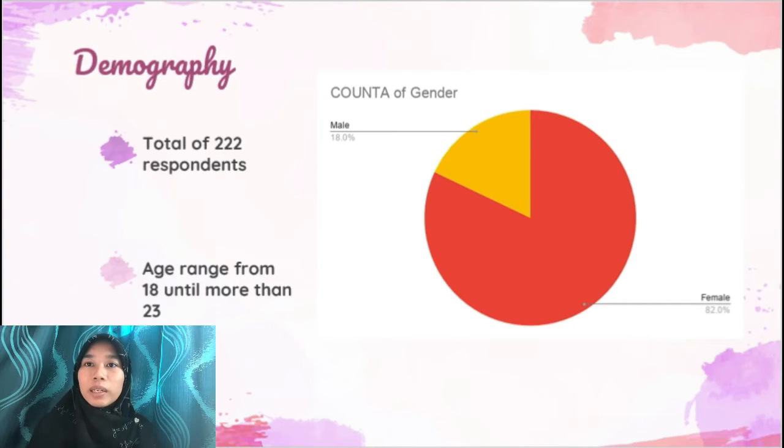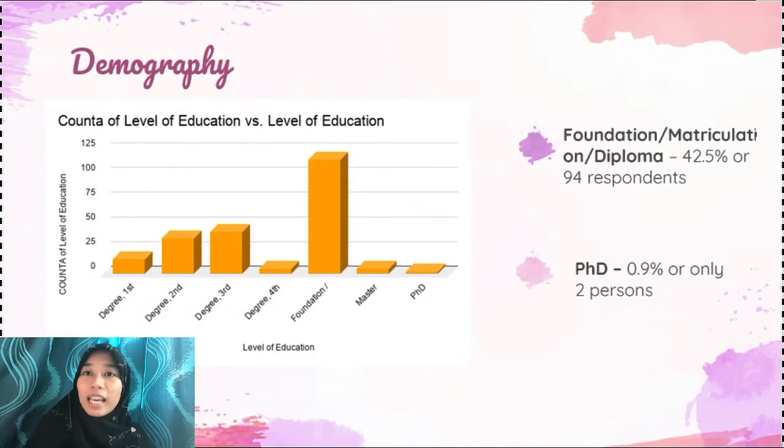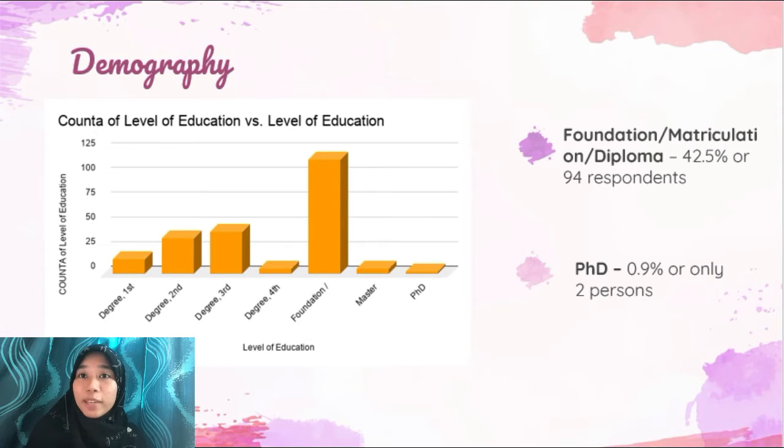I will present about the demographic of the respondents. The total number of respondents is 222, and the highest number of respondents is from the age of 18 until 20 years old. The number of female respondents is higher compared to male, which is 82%, equivalent to 182 respondents. The highest number of respondents are from foundation, matriculation, or diploma level, which is 42.5%, or 94 respondents, and the least category of the respondents is from PhD level, which is only 0.9%.